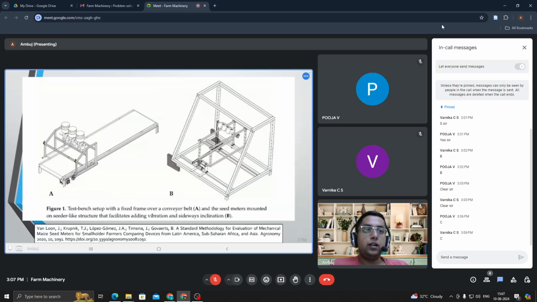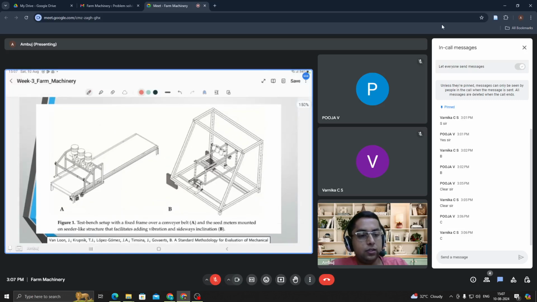See, I'll explain this particular thing with the help of a research paper. In this research paper, they have taken a test bench setup. I'll just mark this part, which is known as the test bench setup. This is a bench. The lower part is the bench, and the entire arrangement is known as the test bed setup. It has a fixed frame, and it has a conveyor belt.